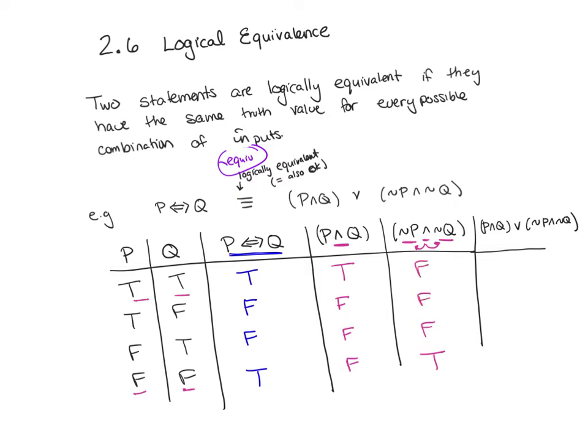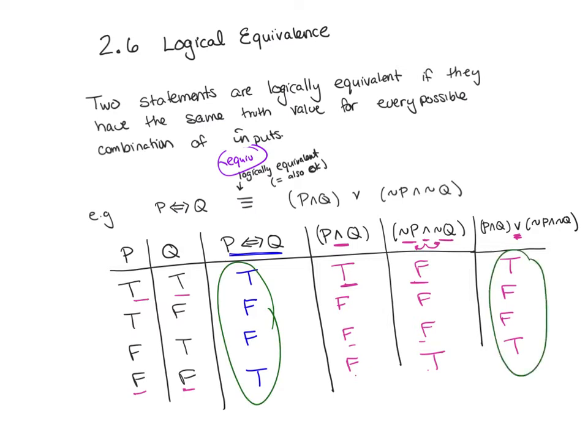Otherwise, I get false. And now, finally, I'm taking the or of these two entries. So true or false, true; false or false, false; false or false, false; and false or true, true. So for an or, as long as at least one is true, we get true. And what we can see is that these have the same outputs for every possible combination of inputs. Therefore, those two statements are logically equivalent.